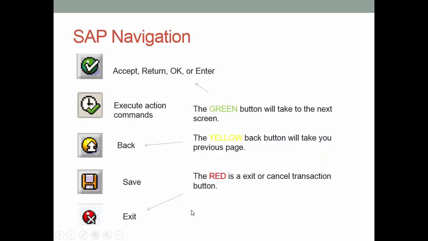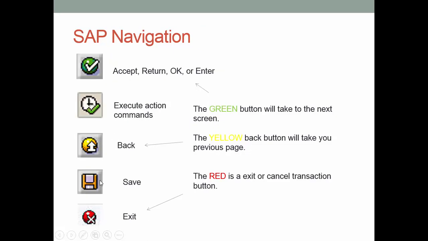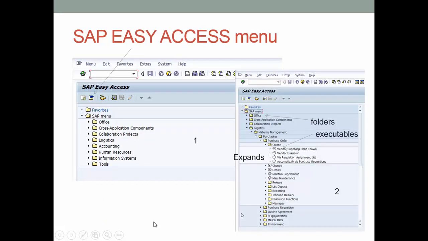The navigation, we've been through these again as well, but accept, return, okay is our check mark. The check mark with the clock, of course, is the execution. We have our back button, our save button, and our exit buttons. We have our menu process, so we know how to follow the menu down to what it is that we'll be working on.